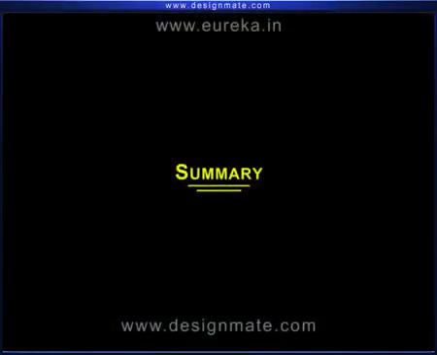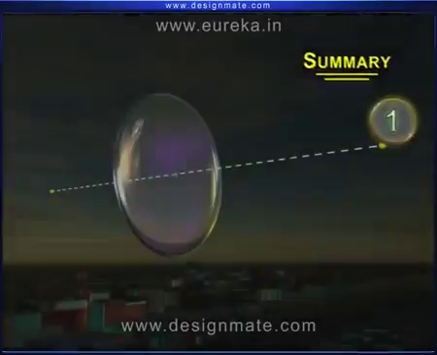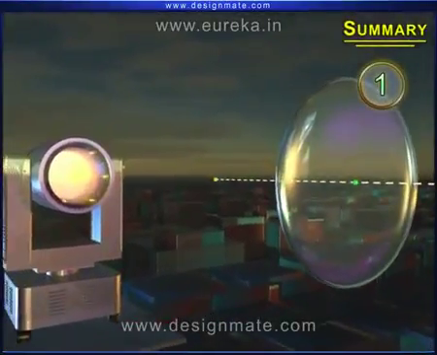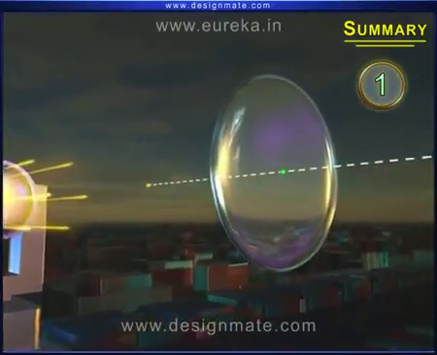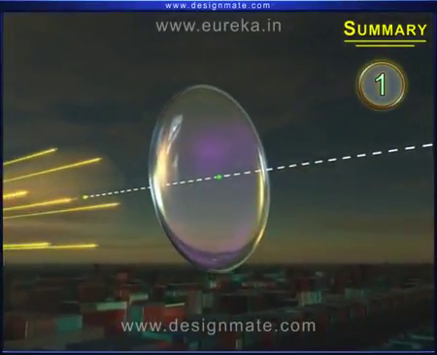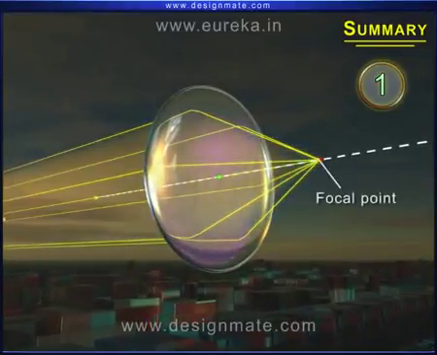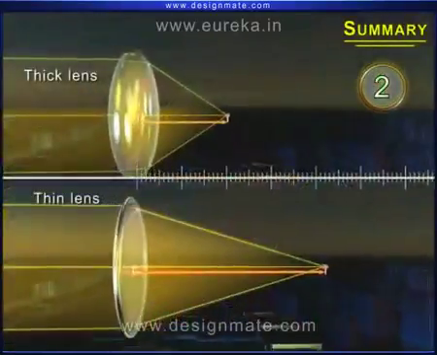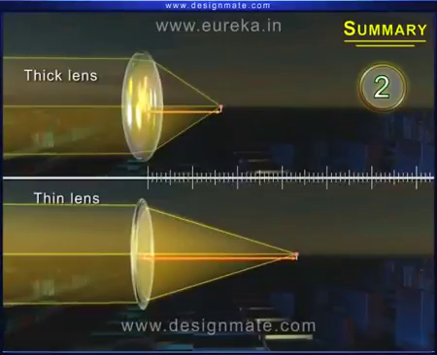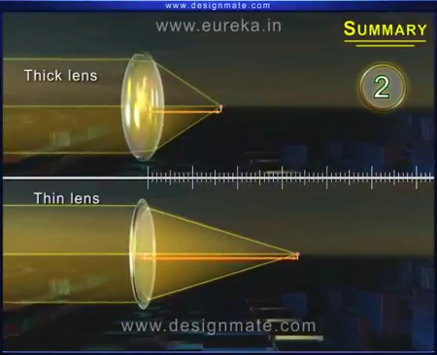To summarize, we have understood that: 1. Light rays parallel to the principal axis and incident on one side of the convex lens undergo refraction and converge at a point on the principal axis on the other side. 2. The focal length of a thinner lens is greater than that of a thicker lens.